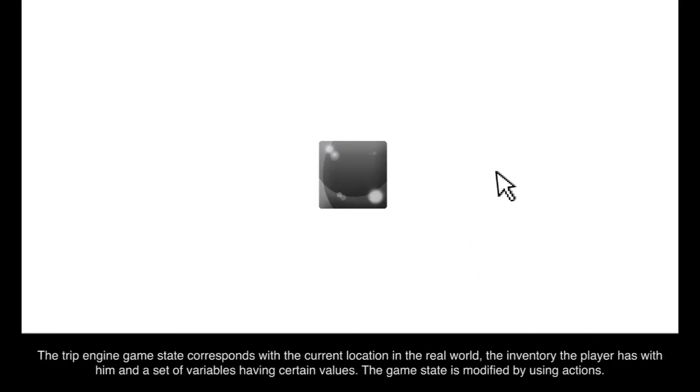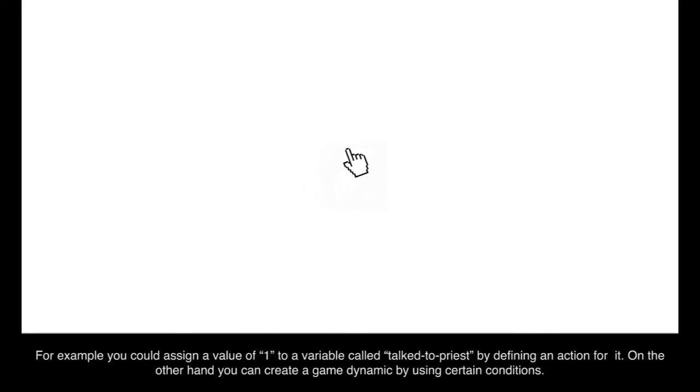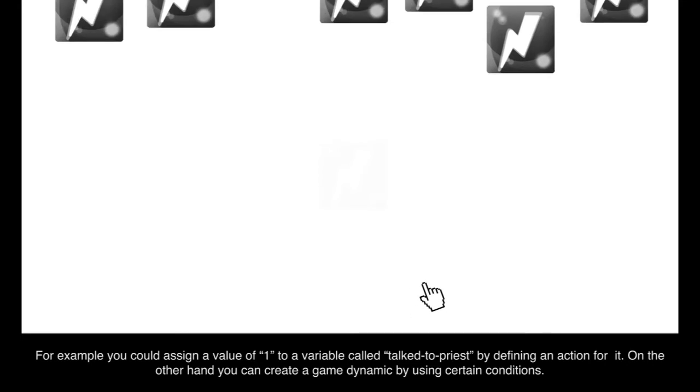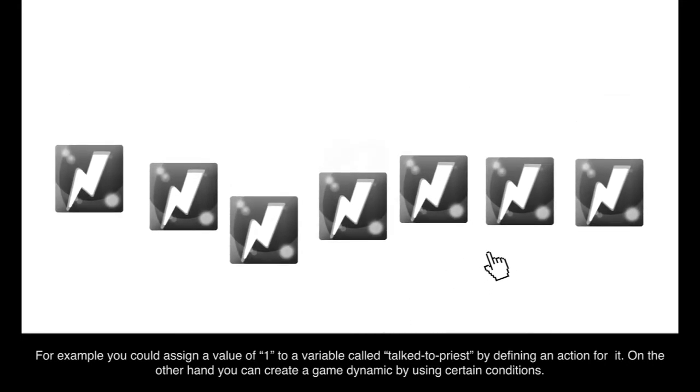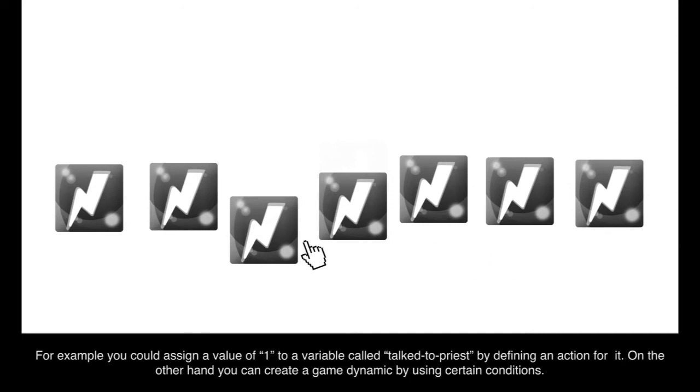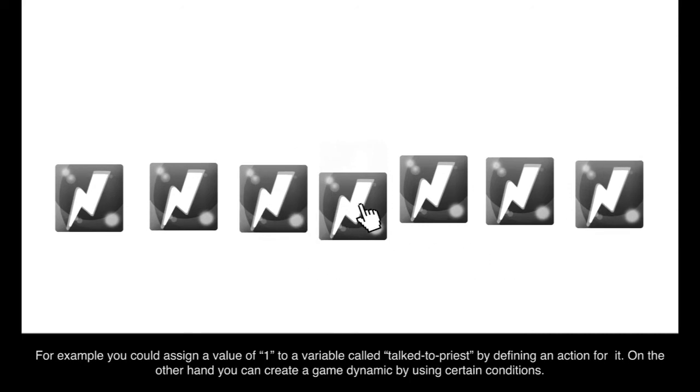The Trip Engine game state corresponds with the current location in the real world, the inventory the player has with him, and a set of variables having certain values. The game state is modified by using actions. For example, you could assign a value of 1 to a variable called Talked to Priest by defining an action for it. On the other hand, you can create a game dynamic by using certain conditions.